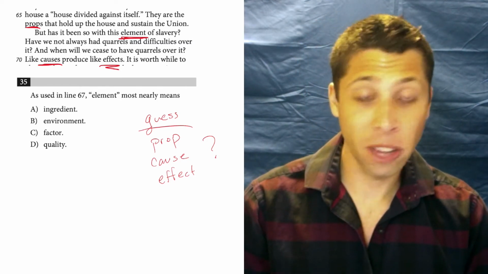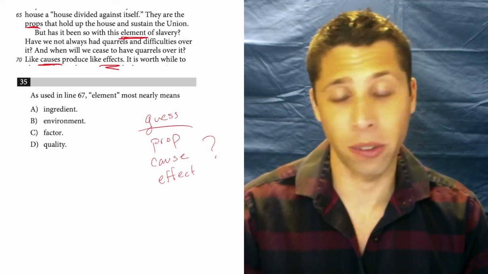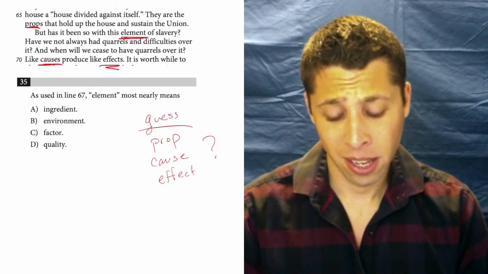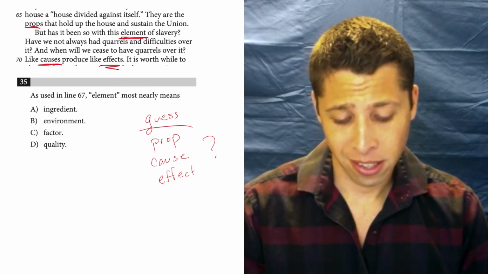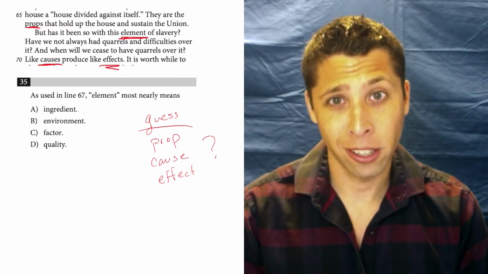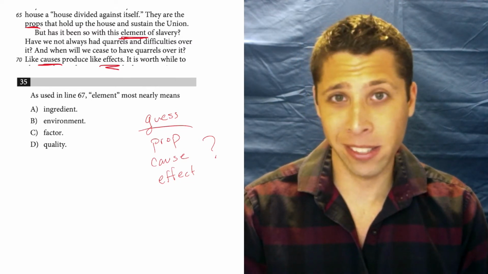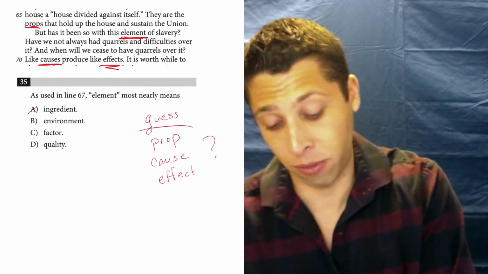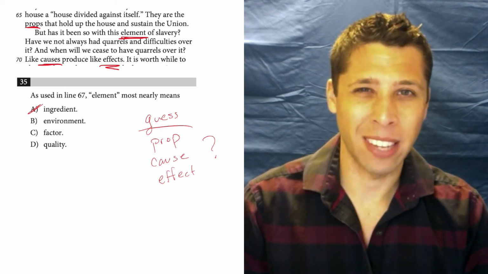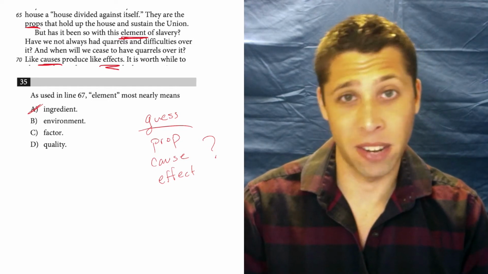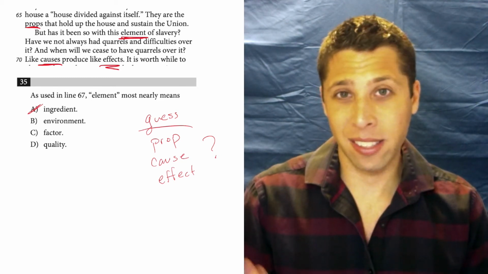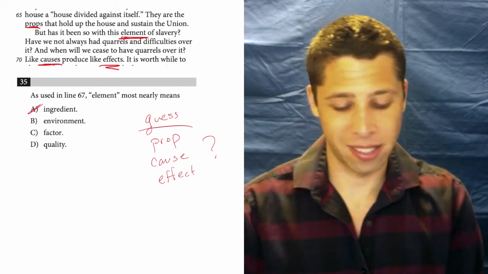Now, here's another case where, if you aren't sure, we still have another strategy that we can use, which is we can take the words that are in the choices and plug them back into the situation. Choice A, ingredient. Slavery is not an ingredient. Butter, milk, sugar, those are ingredients. Slavery is not an ingredient, and I wouldn't want to taste whatever cake it is for, so that does not make any sense. Environment is also not really right. Slavery is not an environment. Maybe it exists in an environment, but we think of an environment as a place, as a setting. Slavery isn't those things, so that also doesn't make sense.